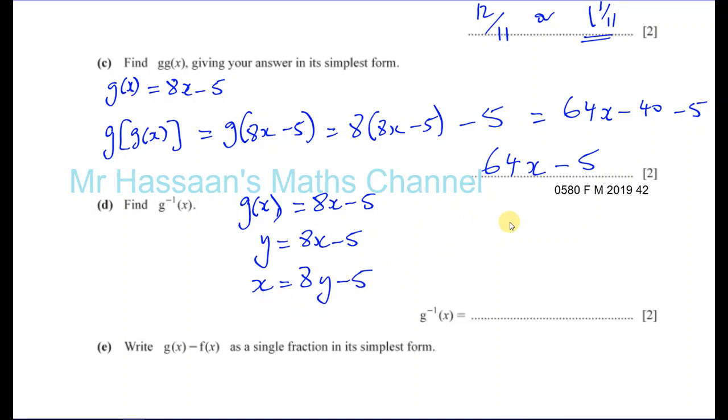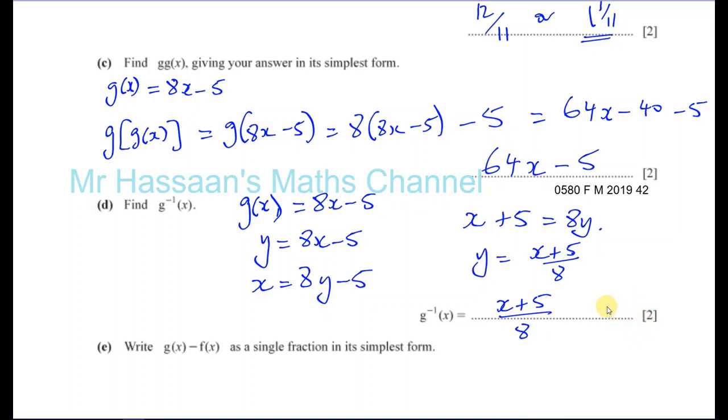So I have to add 5 to both sides. So I have x plus 5 equals 8y, and then I have to divide both sides by 8. So you end up with y equals x plus 5 over 8. So y equals x plus 5 divided by 8. So that is the inverse function, x plus 5 divided by 8. There's your answer for part D.